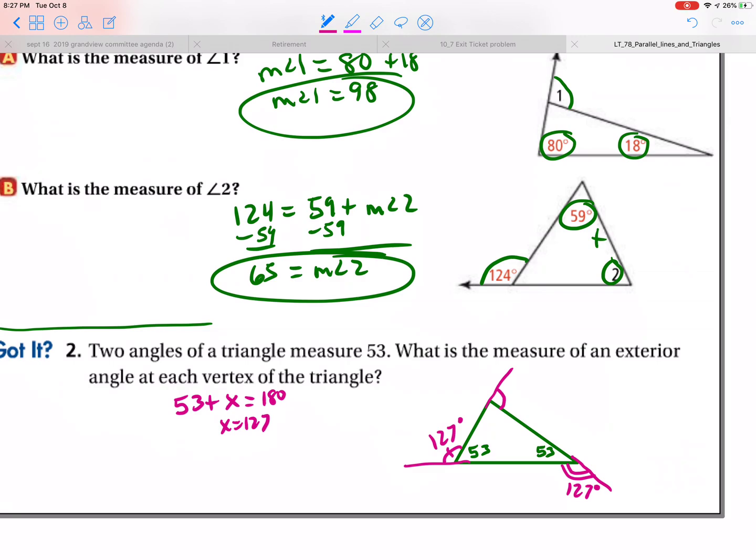Now I also know that the sum of my interior angles add up to be 180. So to solve for this angle up here, I know 53 plus 53 plus y equals 180. So we solve for y and we get that y is 74. So if that's 74, we know that 180 minus 74 is going to give me z, this exterior angle. And so we find out that z is 106. That's how we get our exterior angles.